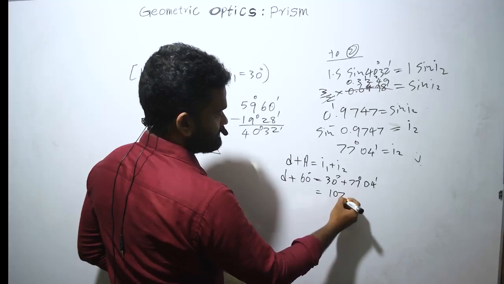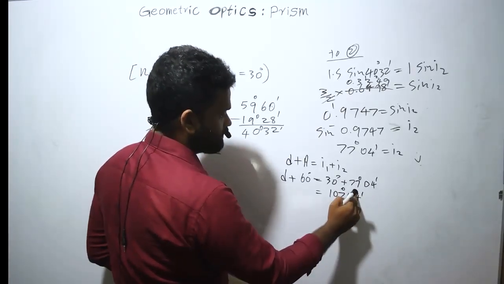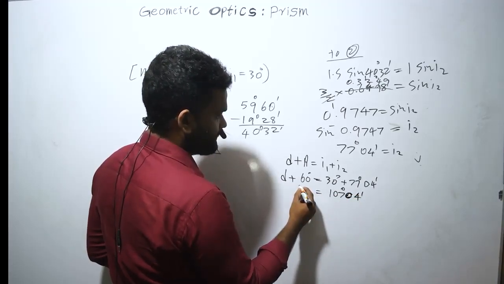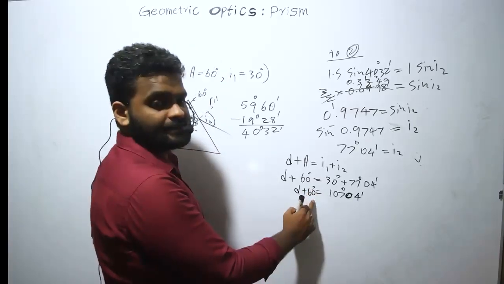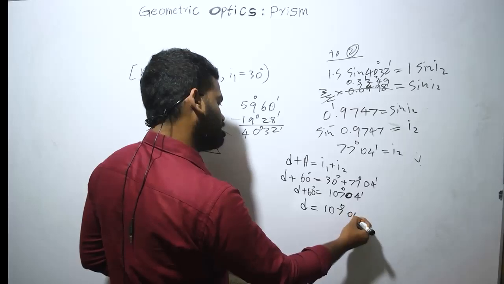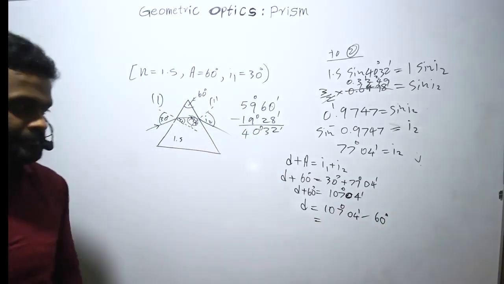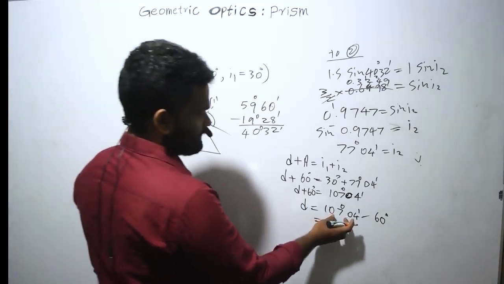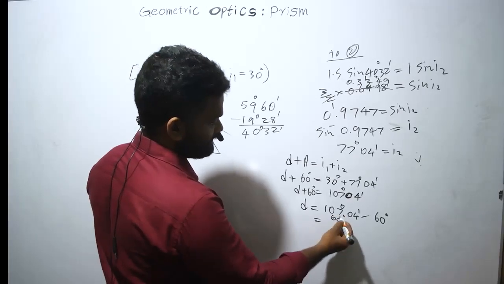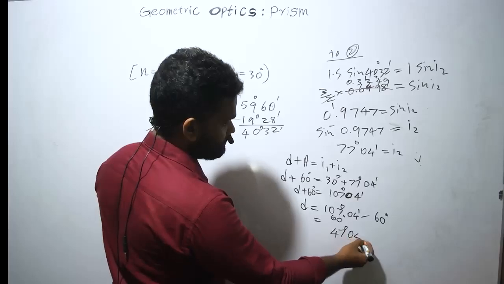Then we have 107 degrees and 4 minutes. So this is D plus 60 degrees. But what we need to find is D. So 107 degrees 4 minutes minus 60 degrees. I have to subtract 60 degrees from this value. So if you subtract that, you can see 47 degrees 4 minutes.